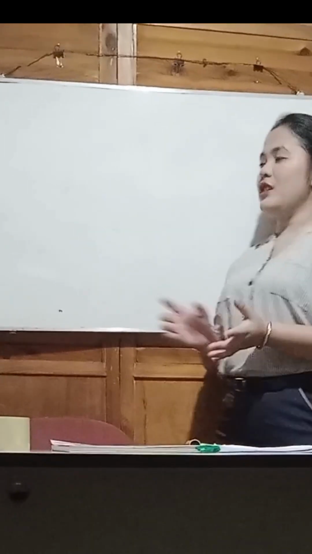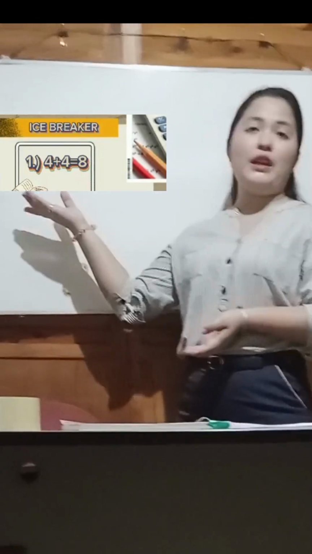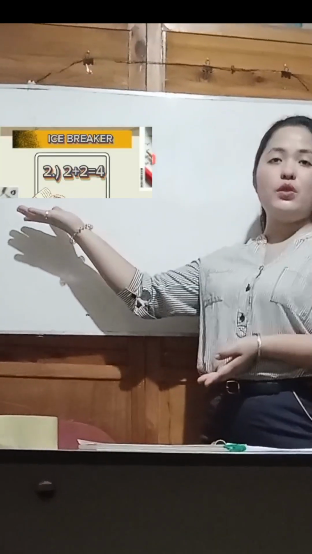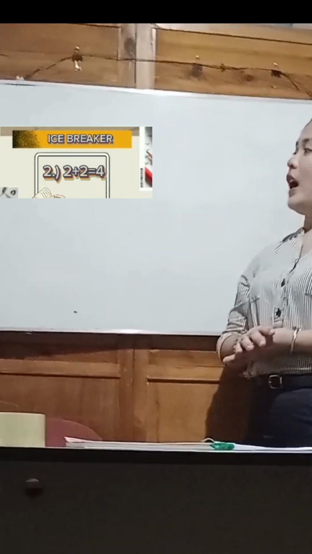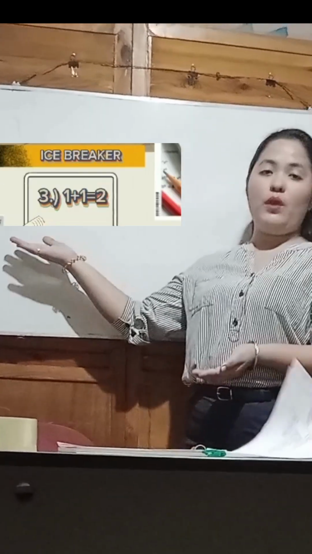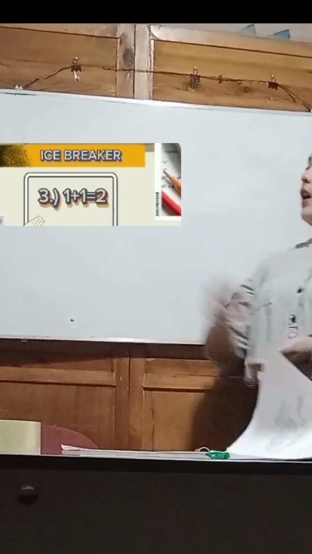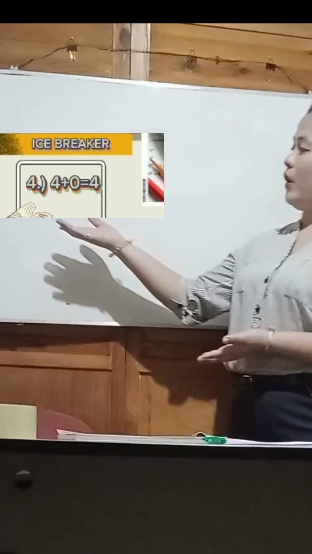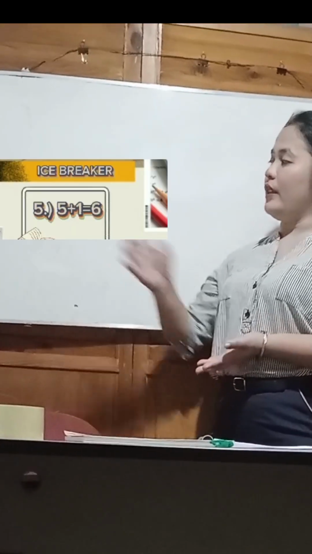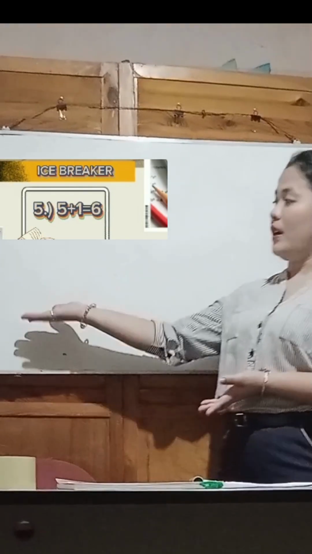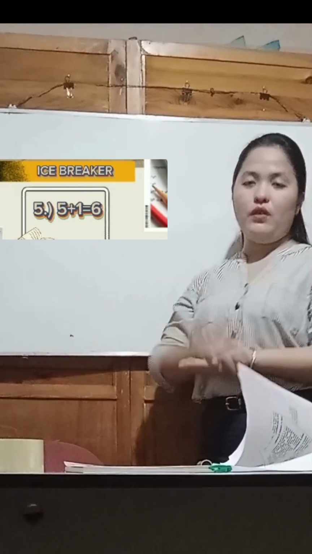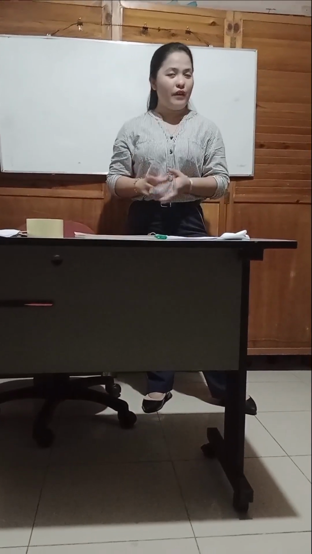Okay, let's check, class. Please check your own answer. Number 1: 4 plus 4 is equal to 8. Number 2: 2 plus 2 is equal to 4. Number 3: 1 plus 1 is equal to 2. Number 4: 4 plus 0 is equal to 4. And number 5: 5 plus 1 is equal to 6. So, class, all of you got a perfect score. Very good.